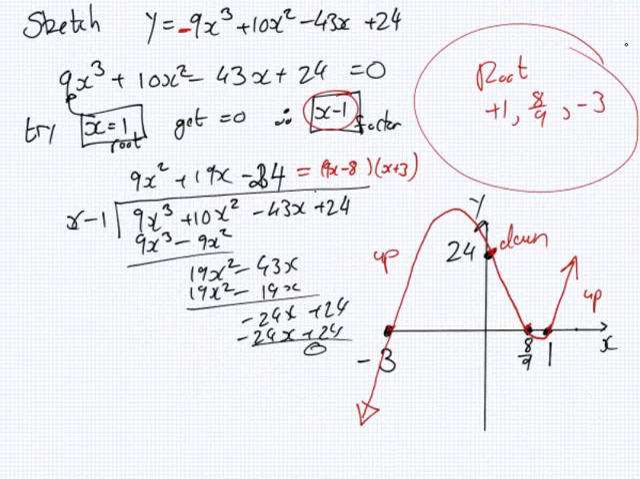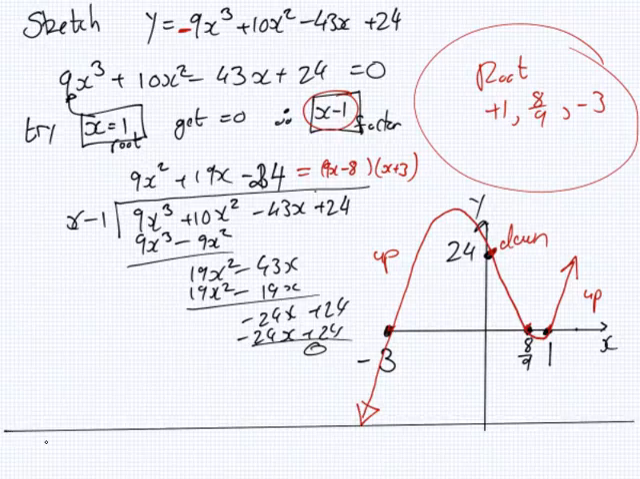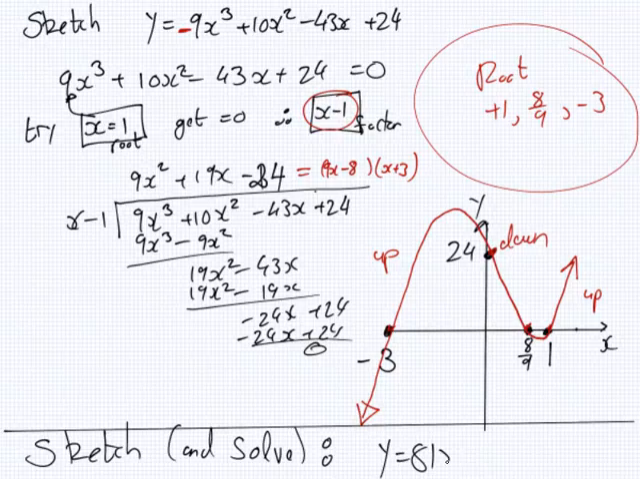So I'll give you one to try now. Sketch, and of course that means solve. y equals 81x cubed plus 99x squared plus 19x plus 1.